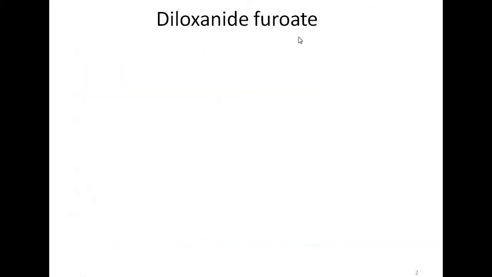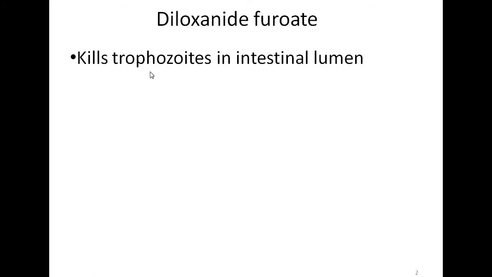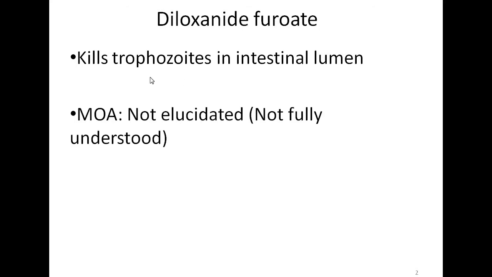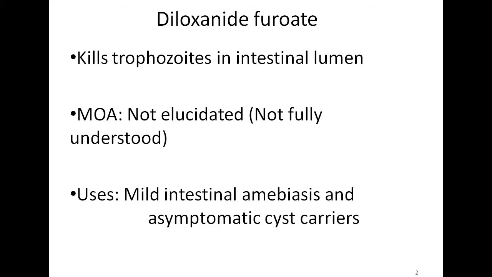Diloxanide furoate kills the trophozoites of the entamoeba in the intestinal lumen only. The mechanism of action of diloxanide is not fully understood. That means we do not know how exactly this drug acts. Diloxanide is used in the treatment of mild intestinal amebiasis and in asymptomatic cyst carriers. So diloxanide furoate is usually administered after a course of metronidazole to eliminate the asymptomatic cyst carriers.